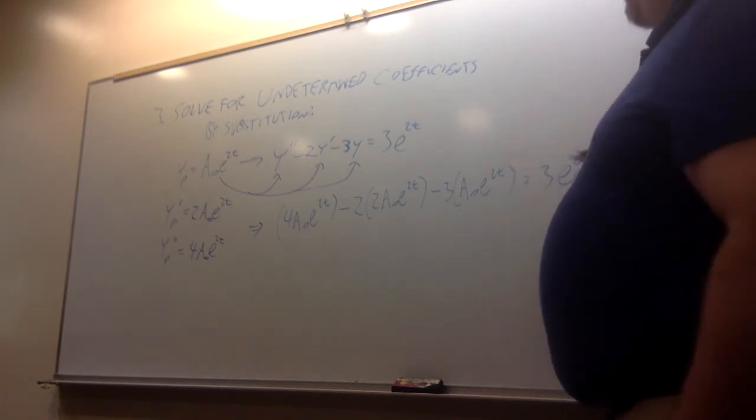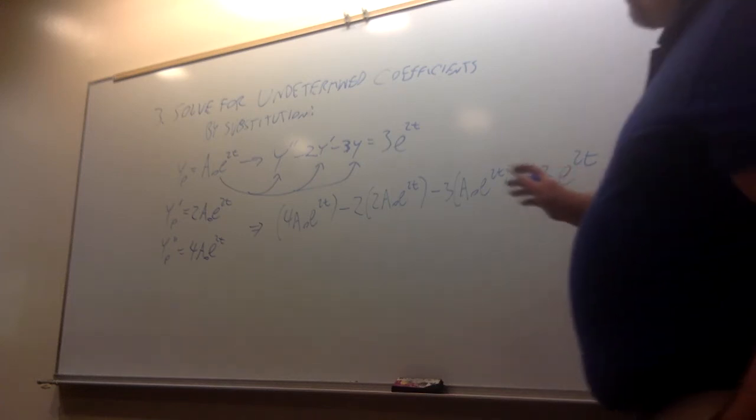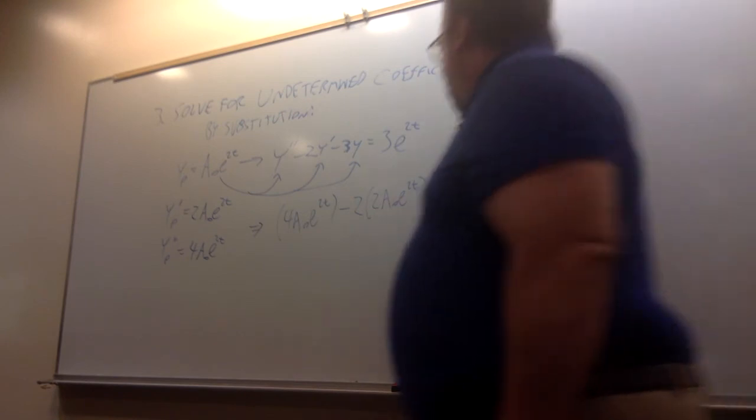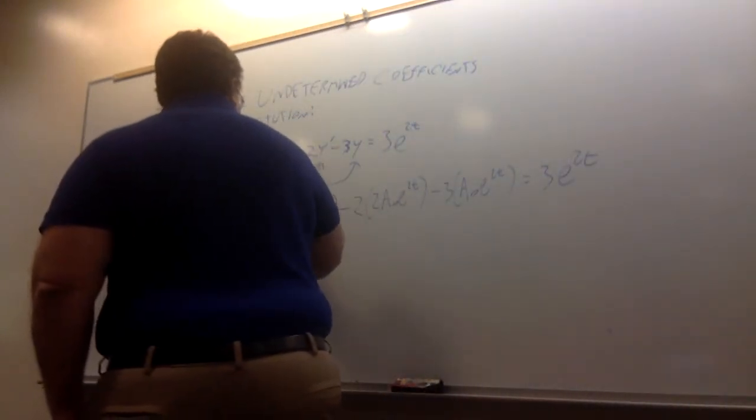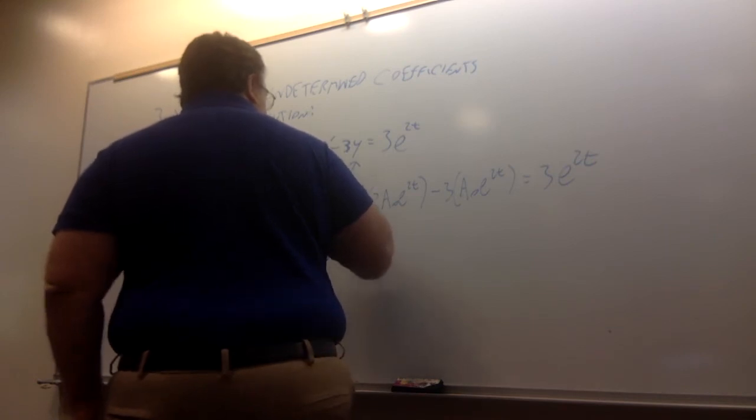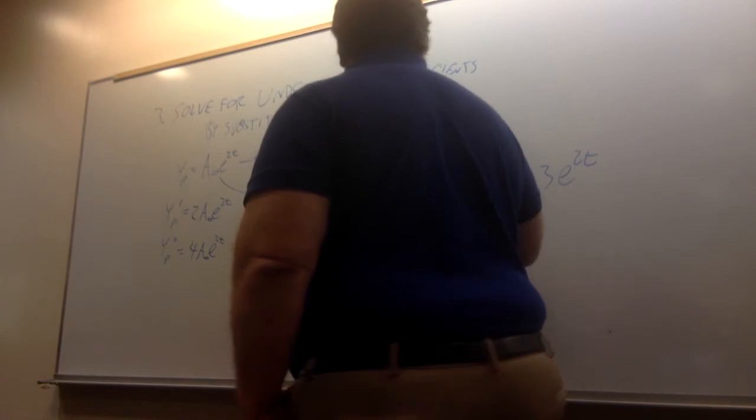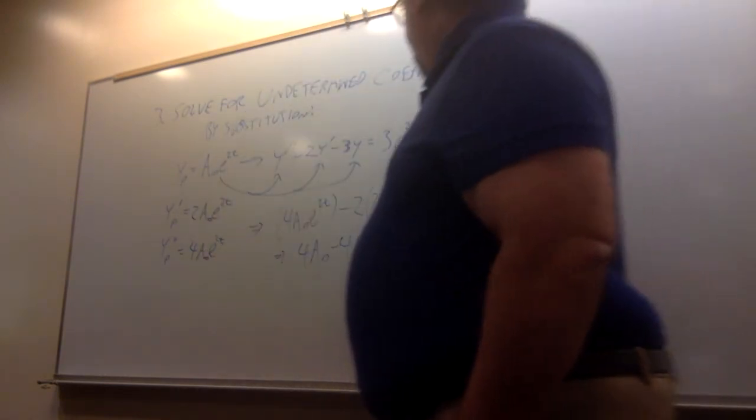One thing that always happens when you have these exponentials, when you take a derivative of an exponential, you always have the exponential itself times some other things. So every term is going to have an exponential. Notice there's an e to the 2t in every single term. So I'm just going to cancel those. So you're going to have 4a0 minus 4a0 minus 3a0 is equal to 3. These terms cancel.